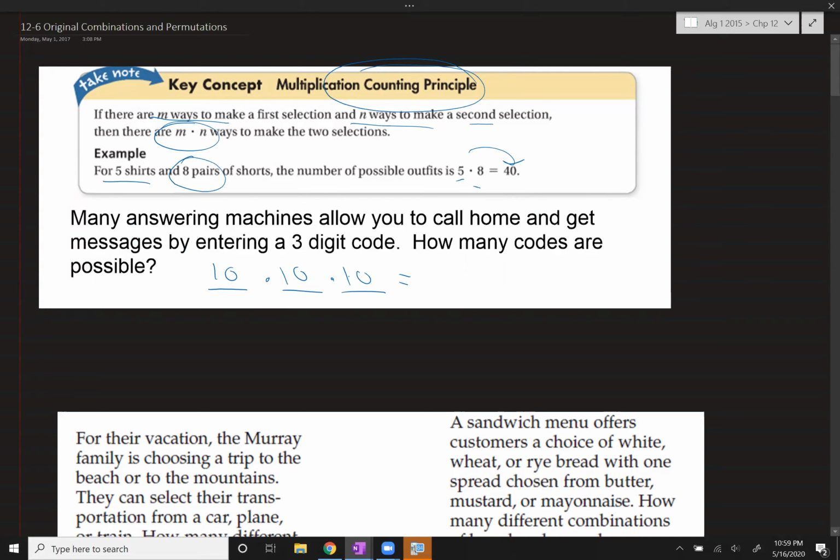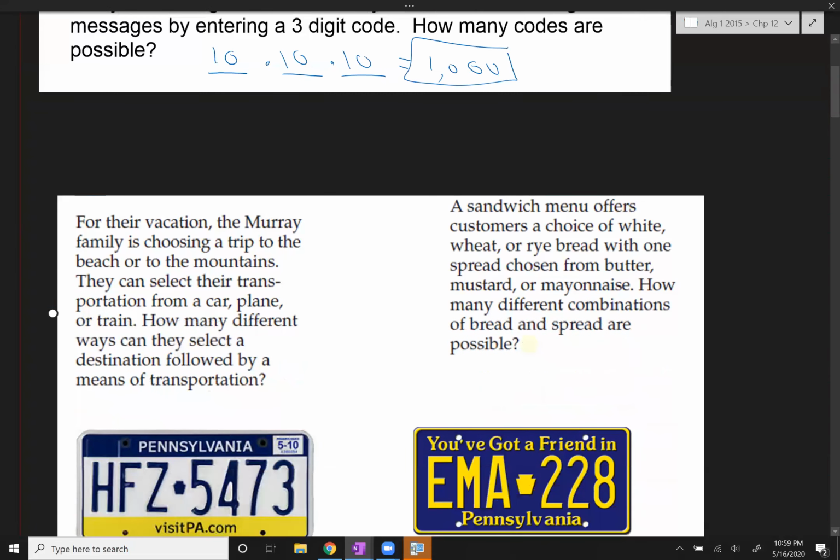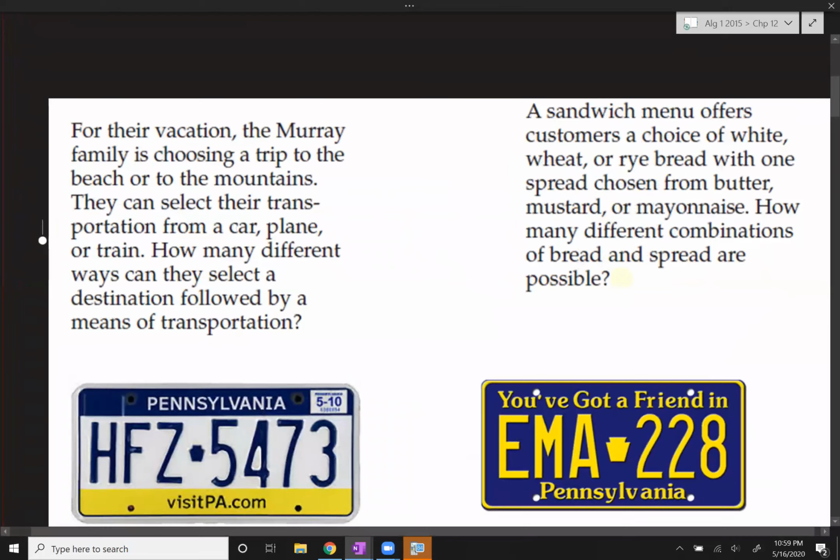We could translate this into cell phones right now. 10 times 10 times 10. Okay, so you would have 1,000 different codes to work through, because I could repeat those items. All right, so what you probably saw in middle school, a couple of these problems.